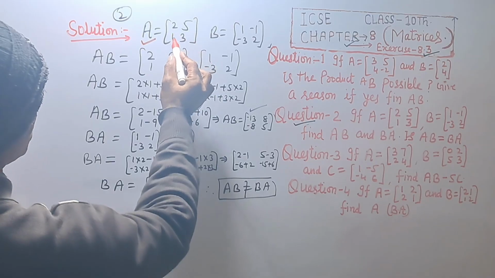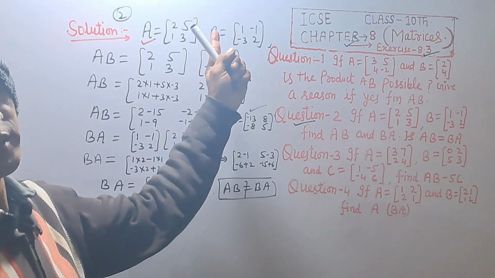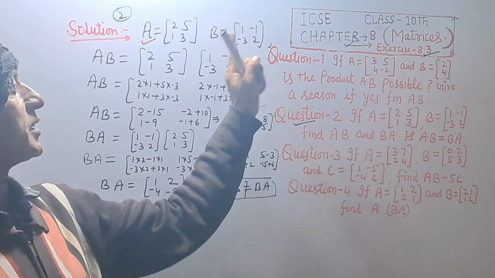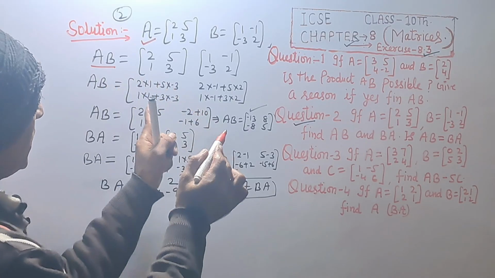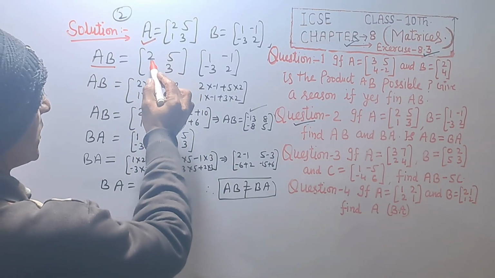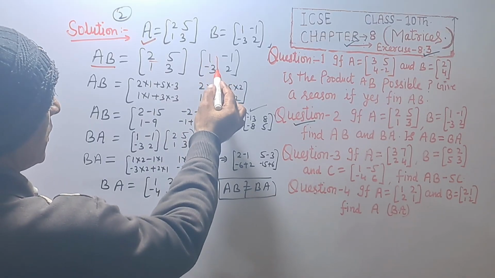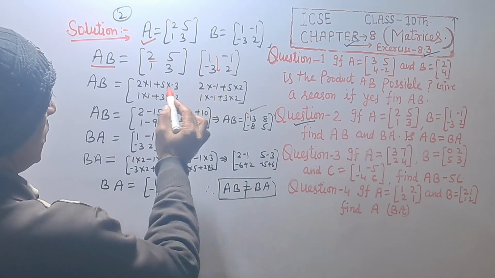A is equal to [2, 5; 1, 3] and B is equal to [1, -1; -3, 2]. First we find the product of AB. First row multiplied by first column and first row multiplied by second column.